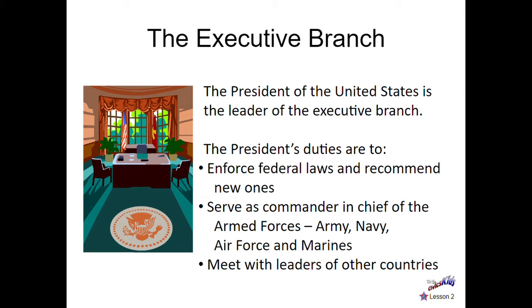As mentioned here, the executive branch is headed up by the President of the United States. His duties are to enforce the federal laws and recommend new ones. He's responsible for enforcing federal law. He doesn't get to choose which federal laws he's going to enforce. If it's a law, he's told to enforce it. And then he can recommend new legislation, but remember, he doesn't make legislation, he enforces it. He's the leader of our armed forces, our Army, Navy, Air Force, and Marines. And he is the representative for our entire country to leaders of other foreign states.